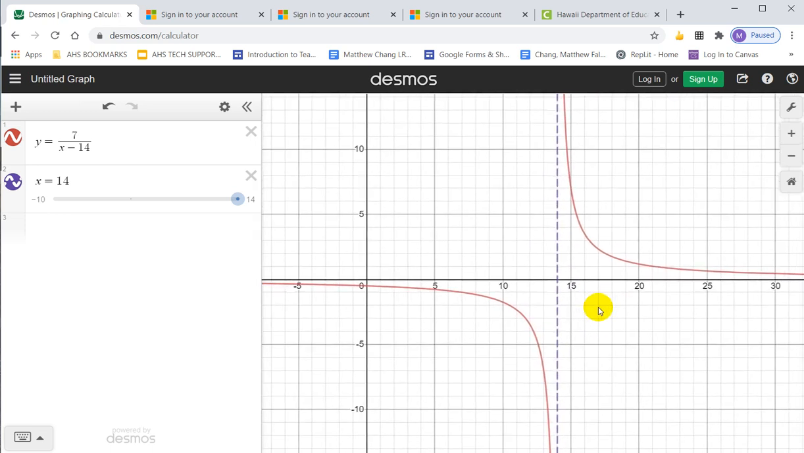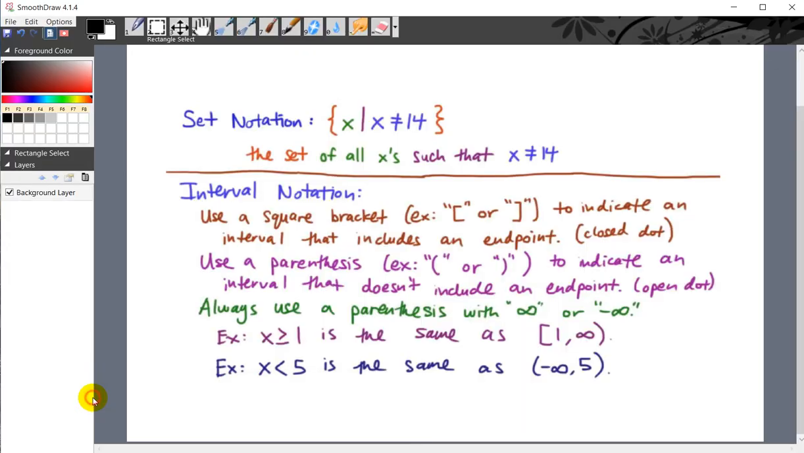As you can see here, this domain is going to consist of all the numbers. The x's are not restricted here, except for that value x equals 14. So that's what that means in context. If I go back to this, set notation here is just a fancy way of saying all real numbers except 14.